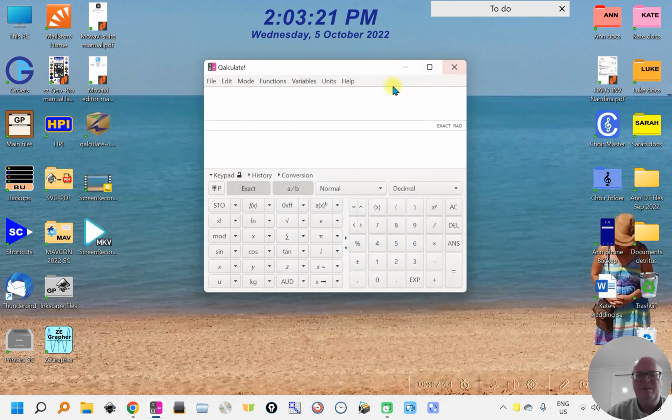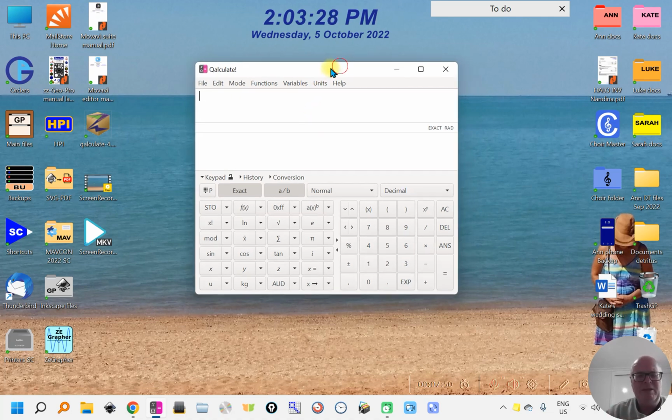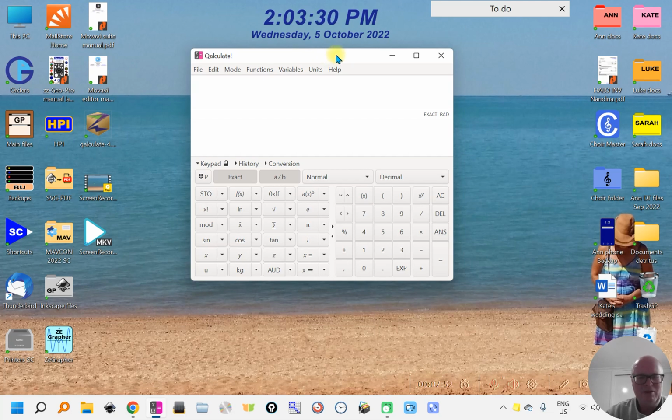So yeah, we've only just scratched the surface, as I said earlier. We'll play around with it, but it's certainly a better calculator than the stock Windows calculator, and I recommend this very highly.